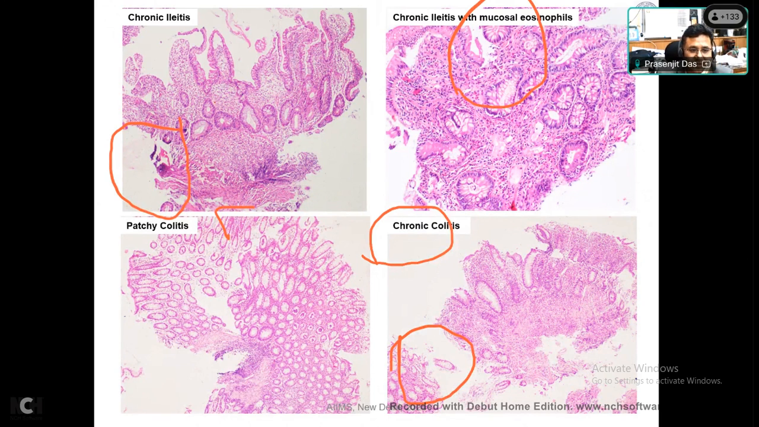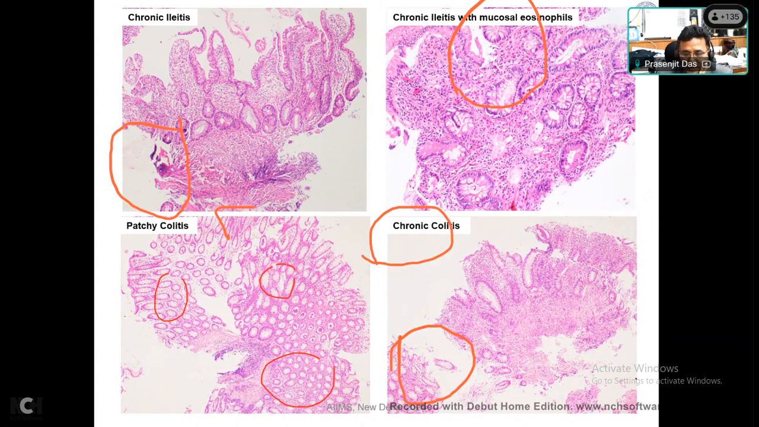Now I will show you, these are common features which you can see in both tuberculosis and Crohn's. This is an ileocecal biopsy. You can see the villi are in some places short, crypts are distorted. You can see a lot of inflammation. This is the cecum. You can see inflammation is more here. It is almost normal here. Like this area, it is absolutely normal. So this is patchy inflammation.